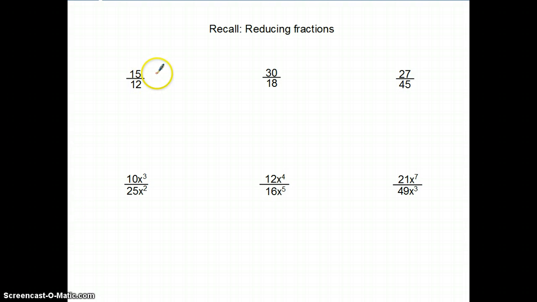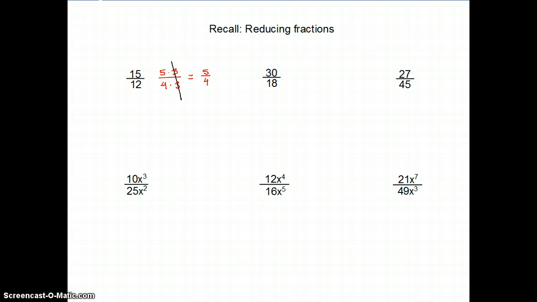So what I'm going to do is first rewrite this as 5 times 3 on top over 4 times 3 on the bottom. Now that we see those 3's repeated on top and bottom, I may cross them out. They simply form a factor of 1 together. And what I am left with is 5 over 4.